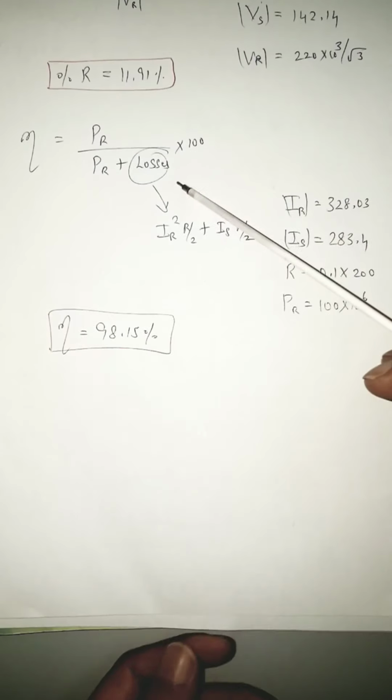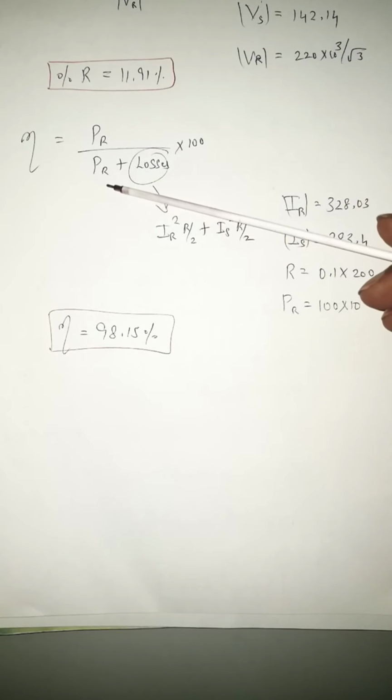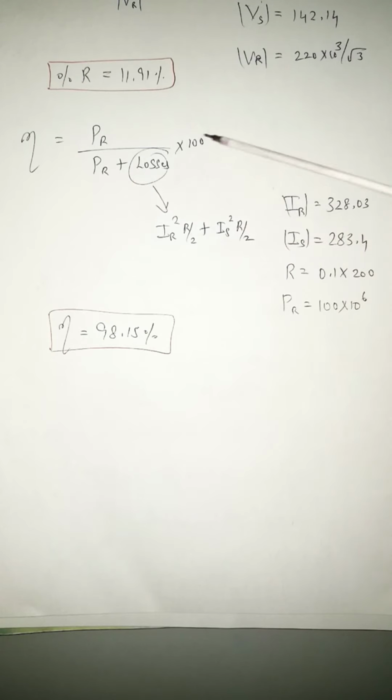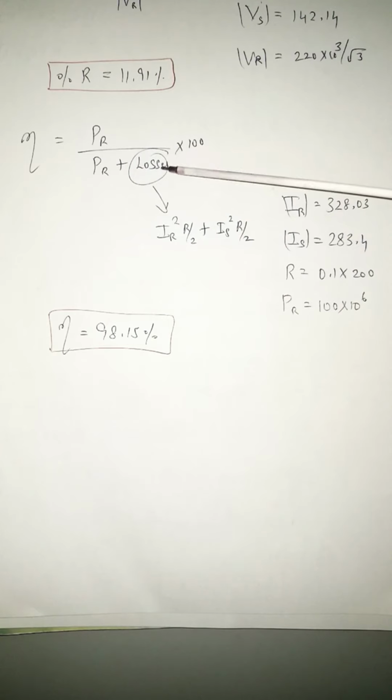Next, as usual, efficiency. Receiving end power by receiving end power plus losses, that is output power by output power plus losses, into 100. Since it's a T model, the loss is given by IR square R by 2 plus IS square R by 2. I already know IR, I have calculated IS, the magnitudes I am taking, resistance is known, and then receiving end power is known. So substitute, first find the loss, then find the efficiency. It will give you 98.15%. See, all these problems, I am giving you the formula as well as the values. You'll have to use your calculator, do the calculation and check it.